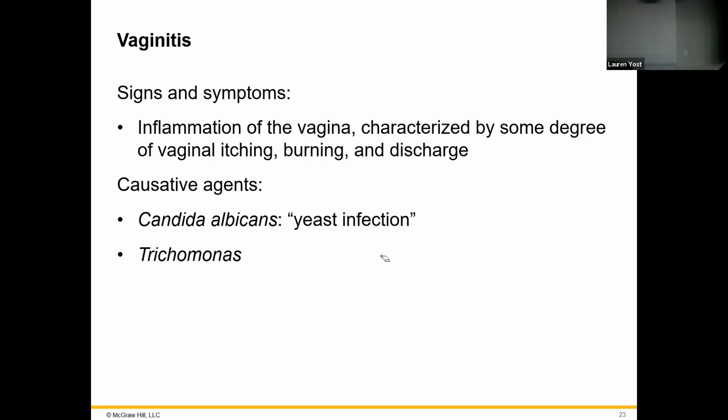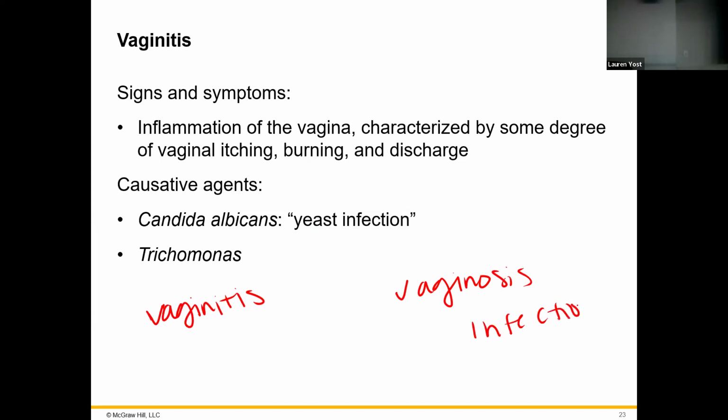So, vaginitis and vaginosis. This is just infection of the vagina. This one is inflammation.